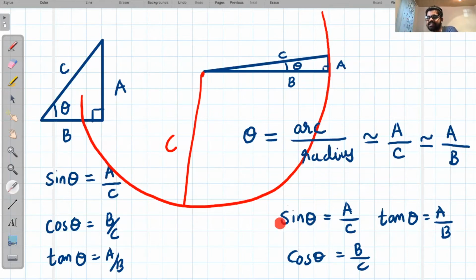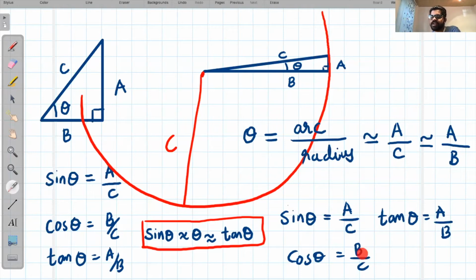Now if you look at it, sine theta, which is A divided by C, is approximately equal to theta. Similarly, tan theta, which is A divided by B, is approximately equal to theta. So now we see why sine theta is approximately equal to theta is approximately equal to tan theta for small angles theta. Now if we look at cos theta, it is B divided by C. So if you consider this big circle over here, both B and C are approximately the radii of the circle.